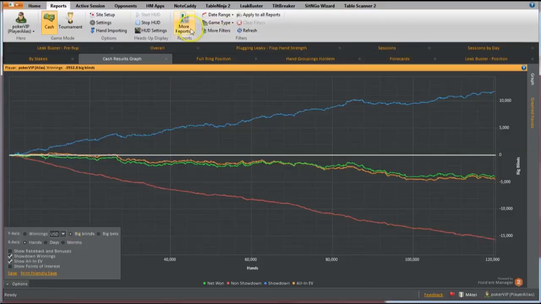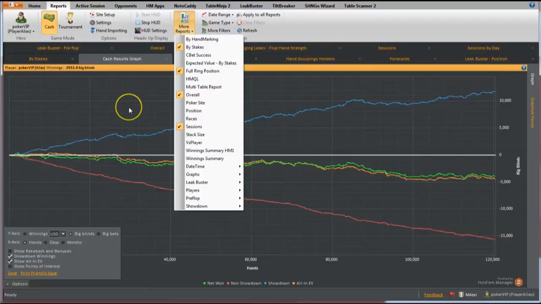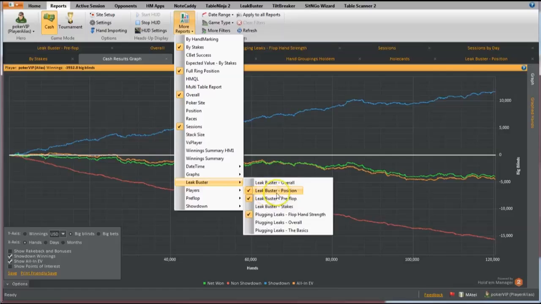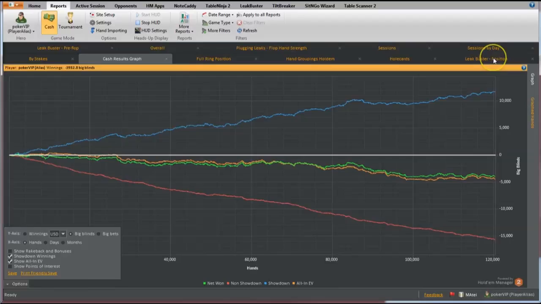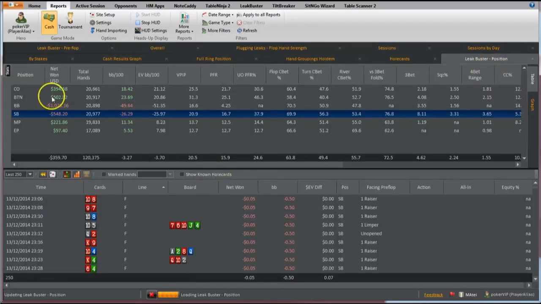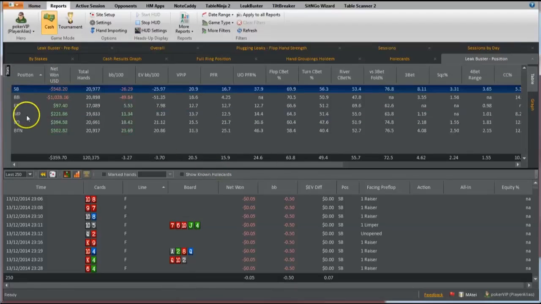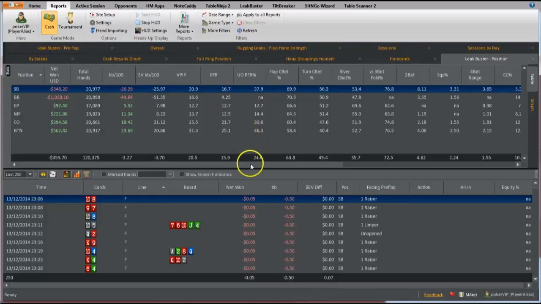The next thing is to notice this More Reports tab here, and the report that I recommend mostly is if you go to Leakbuster here, and you see there's this one called Leakbuster by Position. The reason this report is especially useful is that it breaks down hero stats by position. So we can see in the left column here we have small blind, big blind, and the other 4 positions, which ideally, for the level of detail required for database analysis, we really need to break down everything by position.